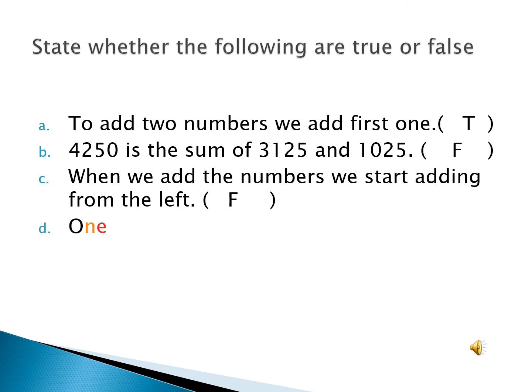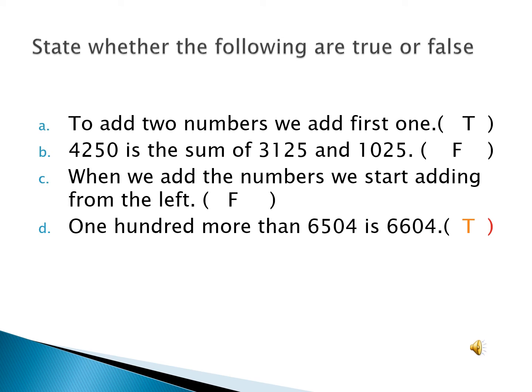Part D. 100 more than 6,504 is 6,604. Here 100 more than means to add 100 in 6,504. As I explained earlier, in case of adding 100, ones and tens will remain same but only change in hundreds position. So over here ones and tens will remain same and you have to add the numbers in hundreds position. So we get 6,604. So this is true.